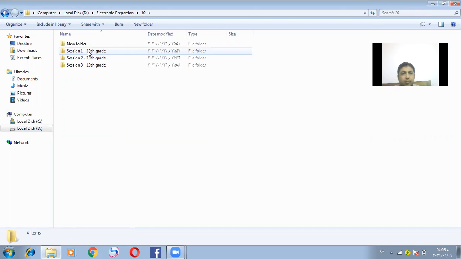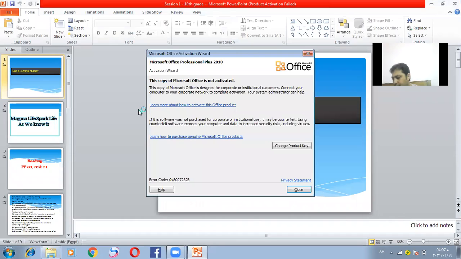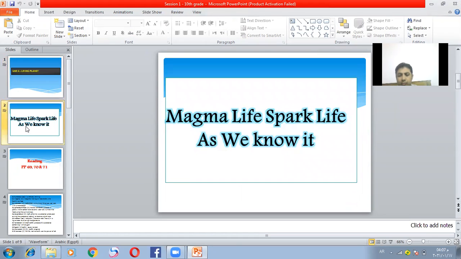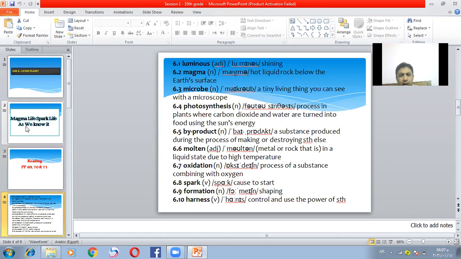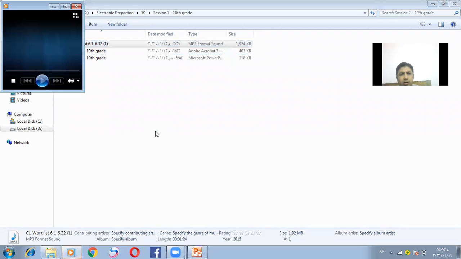And these new vocabularies, including the basic here, the title of the basic here is Magma Life as We Know It. It is in your book, page number 69, 70 and 71. So please, I want you to listen to the Unit 6 words.